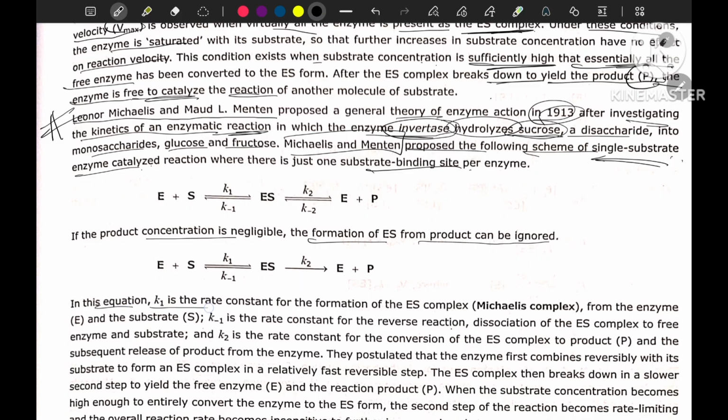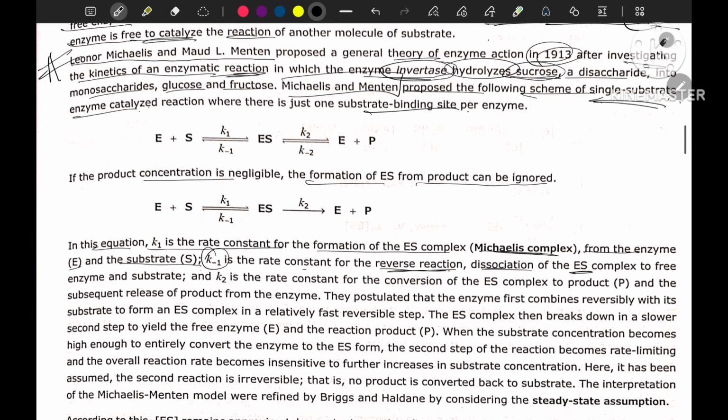In this reaction, K1 is the rate constant for the formation of the ES complex, the Michaelis complex, from the enzyme E and substrate S. K minus 1 is the rate constant for the reverse reaction, dissociation of the ES complex into free enzyme and substrate. K2 is the rate constant for the conversion of the ES complex to product P and the subsequent release of the product from the enzyme. They postulated that the enzyme first combines reversibly with its substrate to form ES. They say this is a reversible reaction.